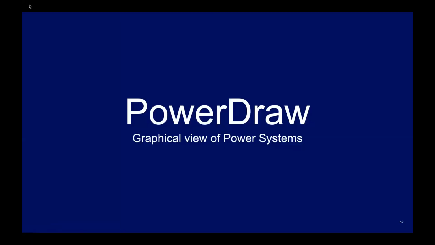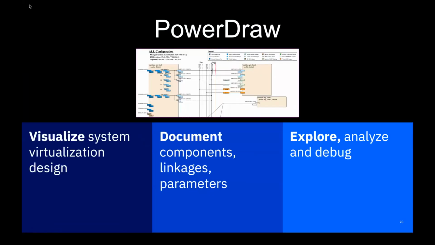Next tool is PowerDraw. It provides a graphical view of power systems. For many years, I was asking IBM, hey, why don't we have a menu on HMC to show me the individual configuration items of the power systems? HMC knows the virtual SCSI connections, HMC knows the slot IDs, HMC knows virtual Ethernet adapter numbering. Why doesn't it show the whole map?